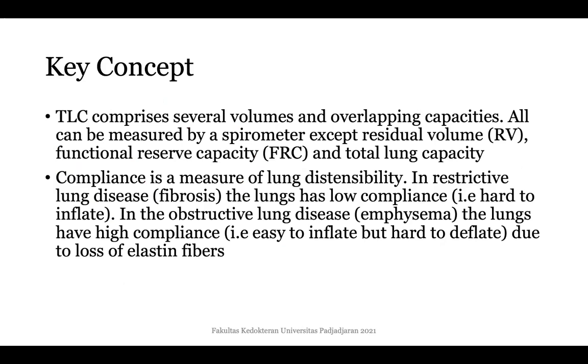Okay, so we come to the last slide about the key concepts. We talked about different lung volumes, how we can measure them, and how they can change a little bit in disease. We'll be talking about that more in the future. Then we also talked about compliance. Compliance is the measurement of distensibility. Compliance will increase when the recoil decreases. They are inversely proportional to one another. And we'll talk about how in restrictive lung disease, the lung is going to have low compliance but high recoil. In obstructive lung disease, we will have high compliance but low recoil. We'll be talking more about these two types of disease in a future session.